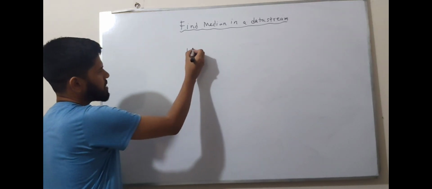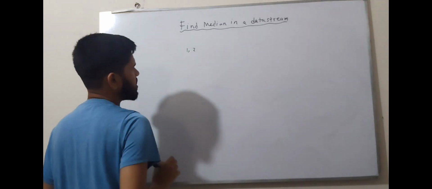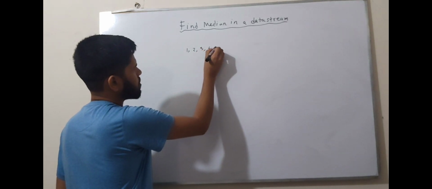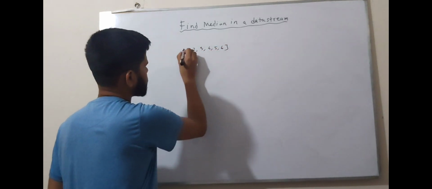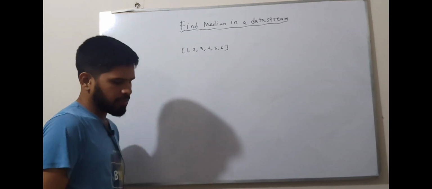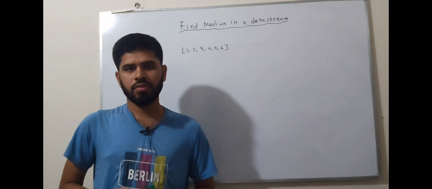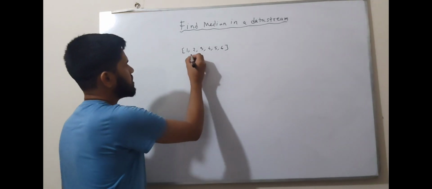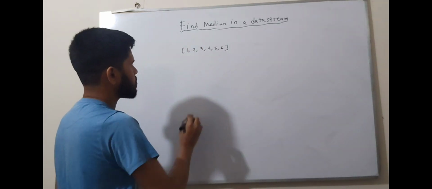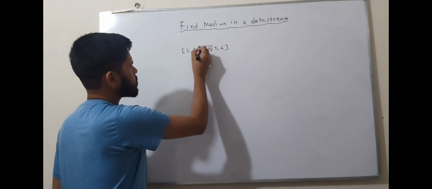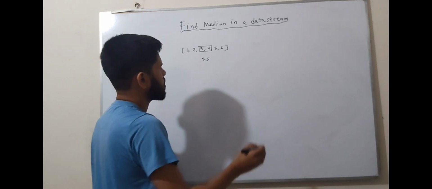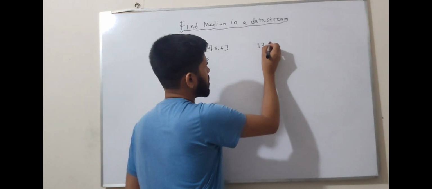Let's assume we have a stream. We have a flow of integers 1, 2, 3, 4, 5, 6. What is the median of this stream? Can you tell me what is the median? We saw the length is an even number, so median is the average of the middle two elements. So median is 3.5.